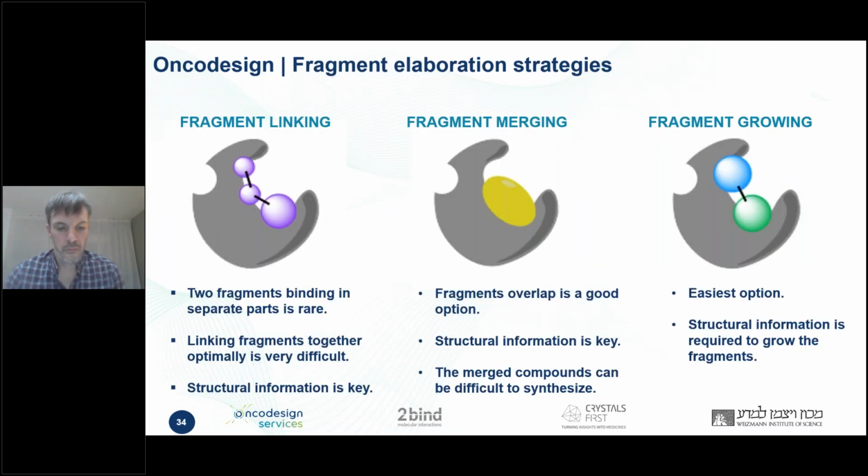Important to know that fragment linking is relatively difficult, and the structural information is important to help the medicinal chemist. Fragment merging could be a good option to find a lead compound. Sometimes the combination of both fragments can be challenging, and fragment growing is the most common option. Extension of the initial fragments using structural information, by addition of groups binding subpockets present in the target of interest, improves the potency and the selectivity.